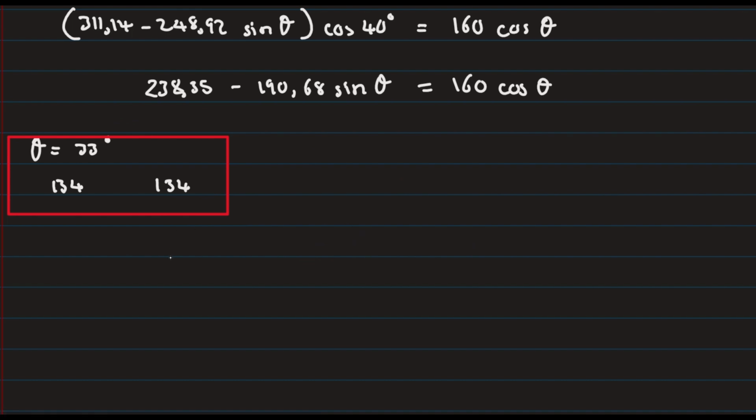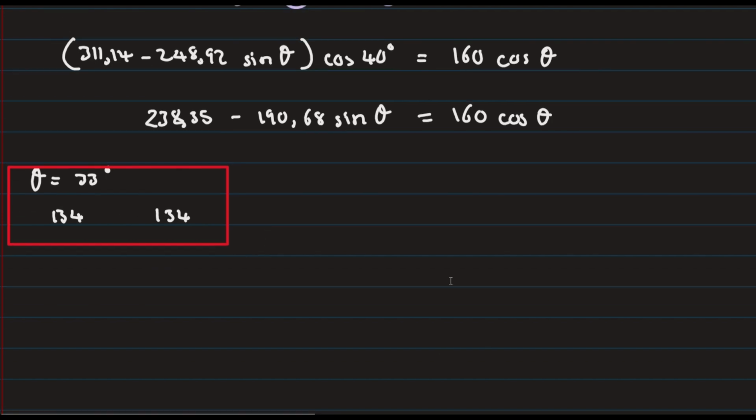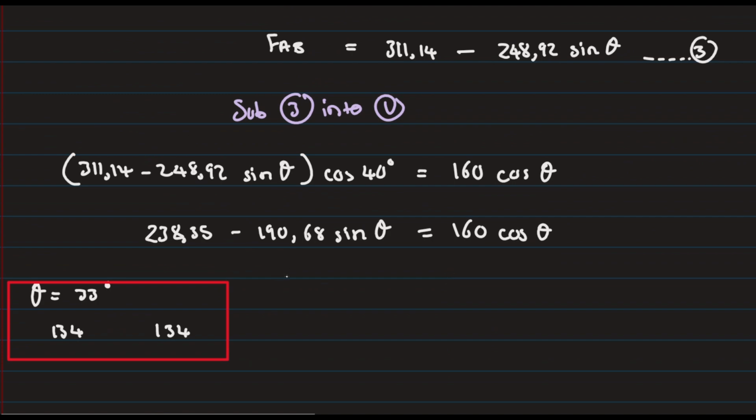So now that we found the value of theta, we can substitute it into equation 3 to find force AB. So we have 311.14 minus 248.92 sine 33. And you should get your force is 175.6 pounds.